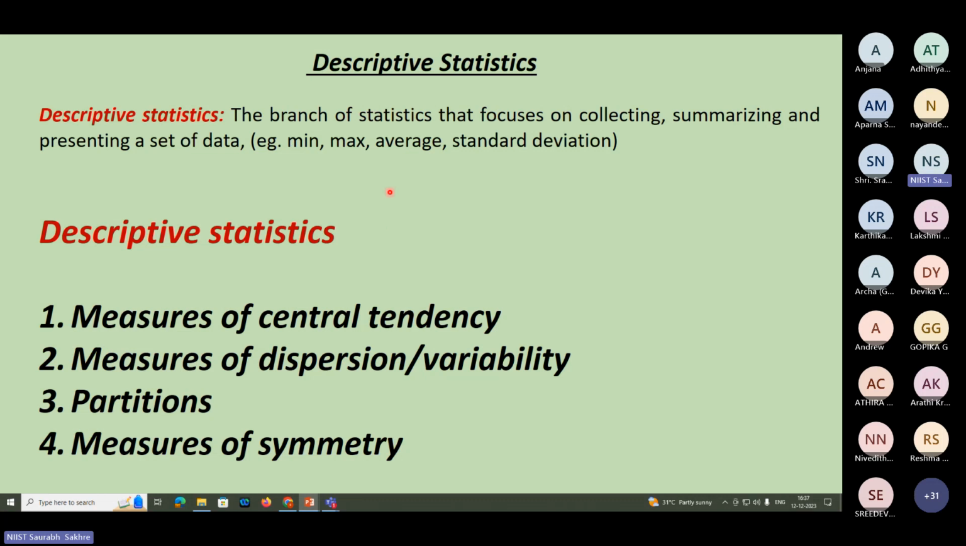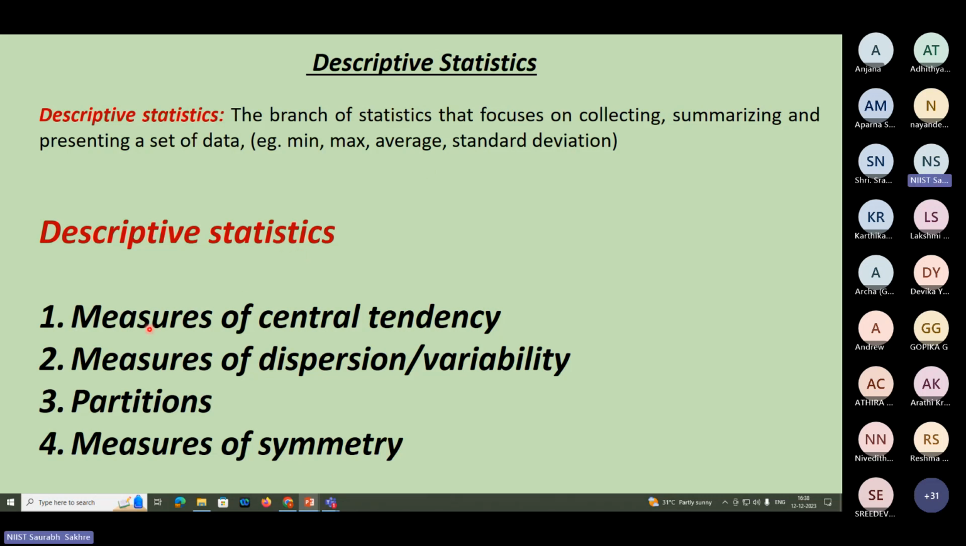Now, what does descriptive statistics mean? I told you already, descriptive statistics is what? The branch of statistics that focuses on collecting, summarizing, and presenting a set of data. For example, minimum value, maximum value, average or standard deviation. So what all do we read in descriptive statistics?